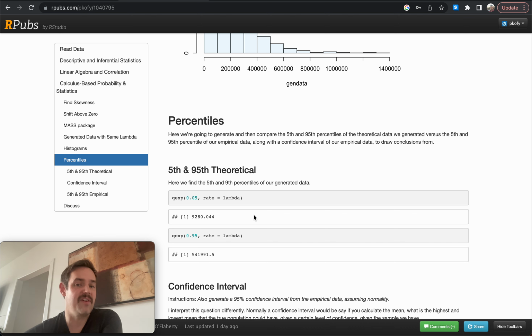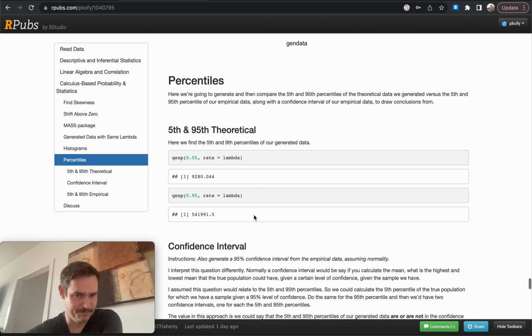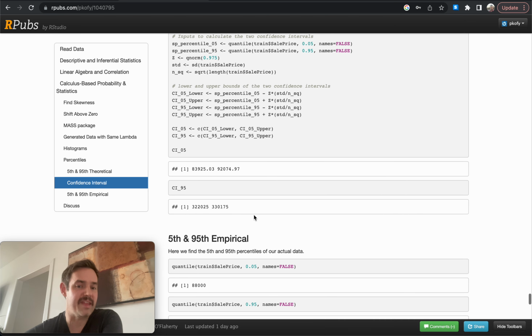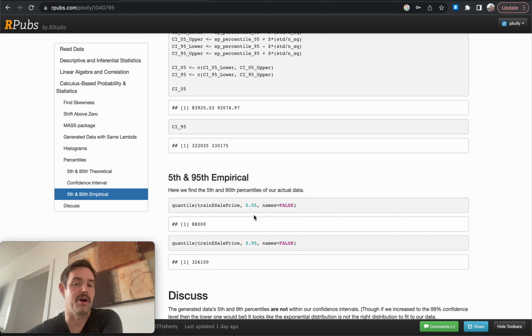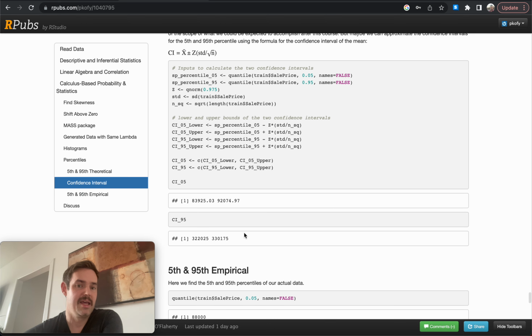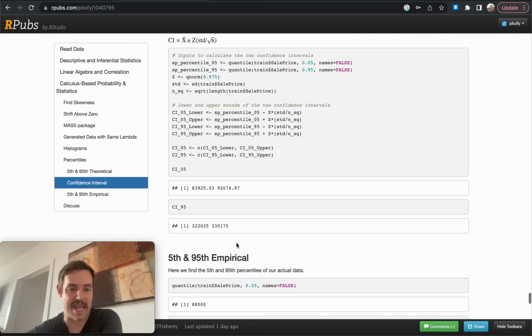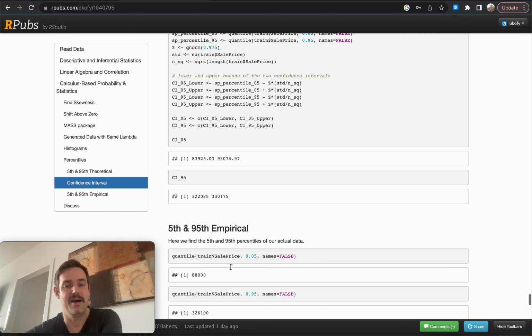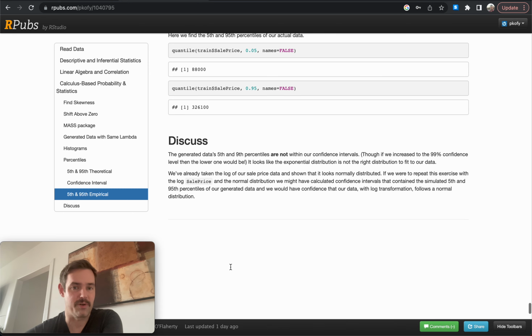So we look at the 5th and 95th percentile for our generated data, and then we look at the 5th and 95th percentile for our actual data, and then using our actual data, we generate a confidence interval for the 5th and 95th. And it turns out that the generated data's 5th and 95th do not fall into our confidence interval. So we've just analytically shown that this isn't a good distribution for our data.